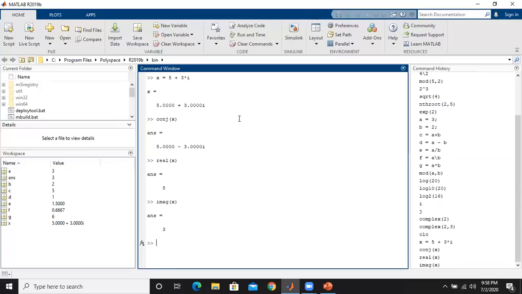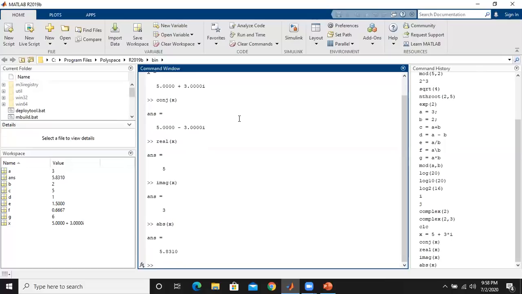Now I can also find out the magnitude of this particular complex number. In order to do that, I have to use the abs, absolute command. So abs of x gives me the absolute value of that particular complex number, and it is 5.8310. And I can also find out the angle in radians. So I have to type angle of that particular complex number, that is x. So I will get that answer as 0.5404 radians.